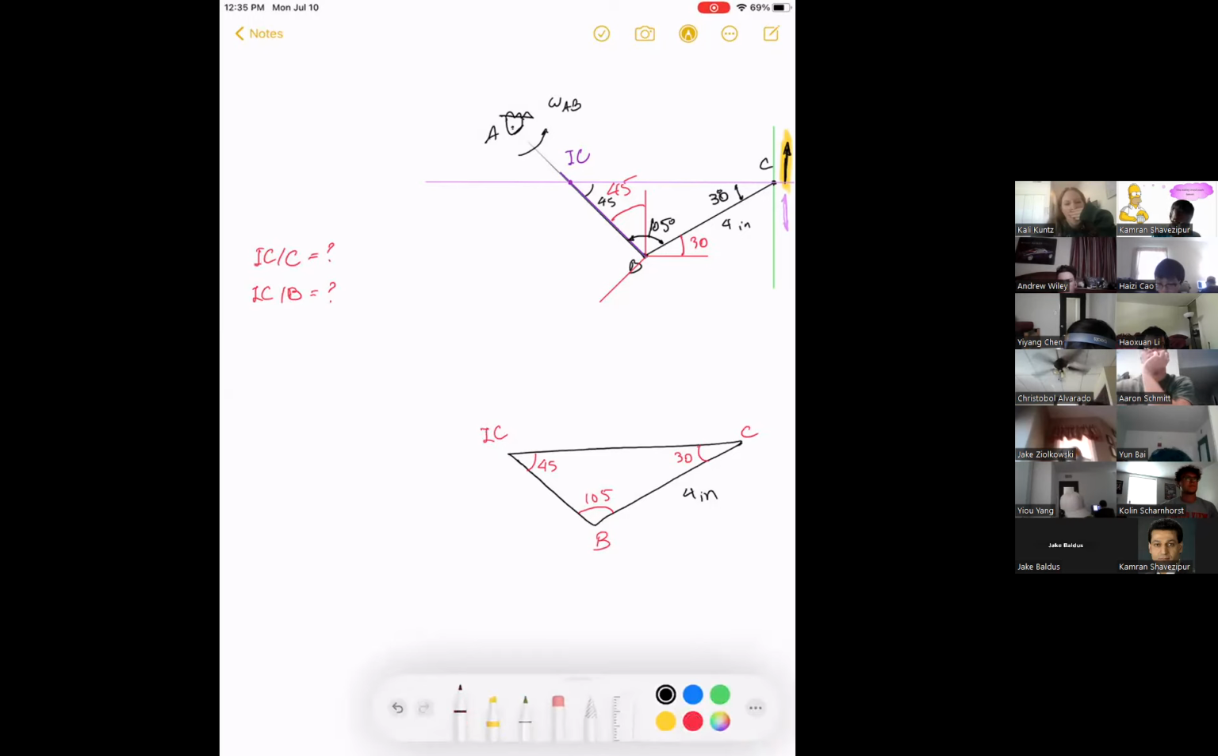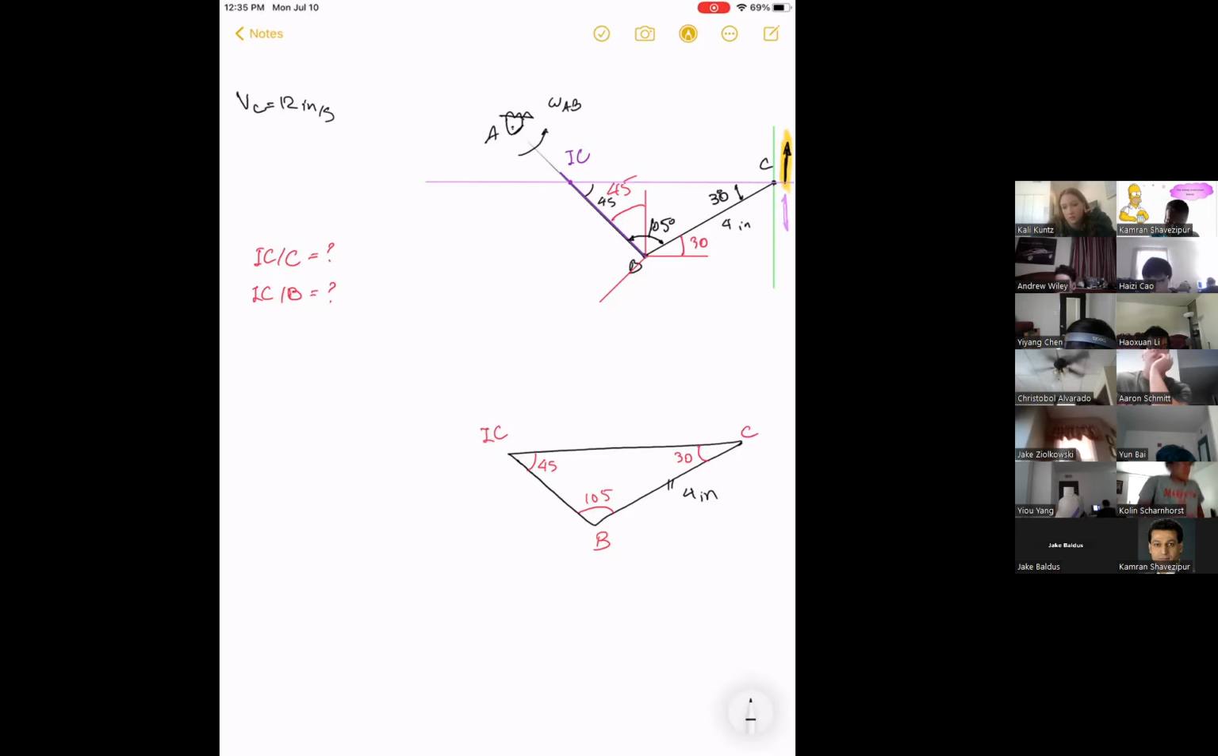Come on, guys. Law of cosines. Law of cosines or law of sines? Cosines. For the cosine, you need 2 sides. I only have 1 side. For the sines, you need 2 angles. I have all 3 angles.